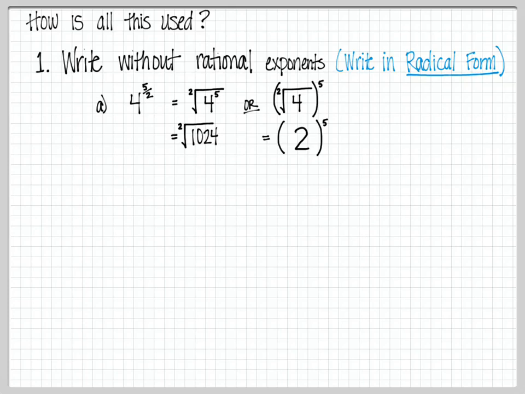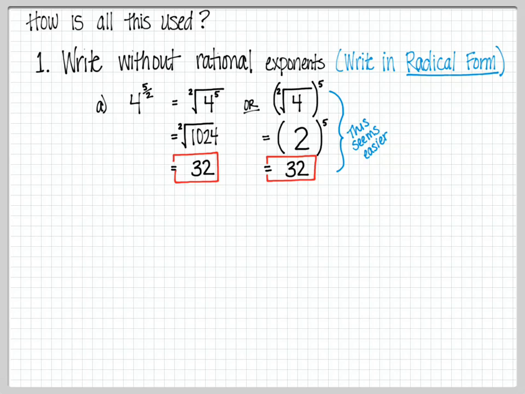Both of those are 32. I'd have to plug in the square root of 1024; I just don't have that memorized. But when you plug it into your calculator, you get 32. But 2 to the 5th power, I can do on my fingers. And since they're the same, the one on the right, taking the square root of 4 first and then raising it to the 5th power, seemed easier to me to do without the aid of a calculator.